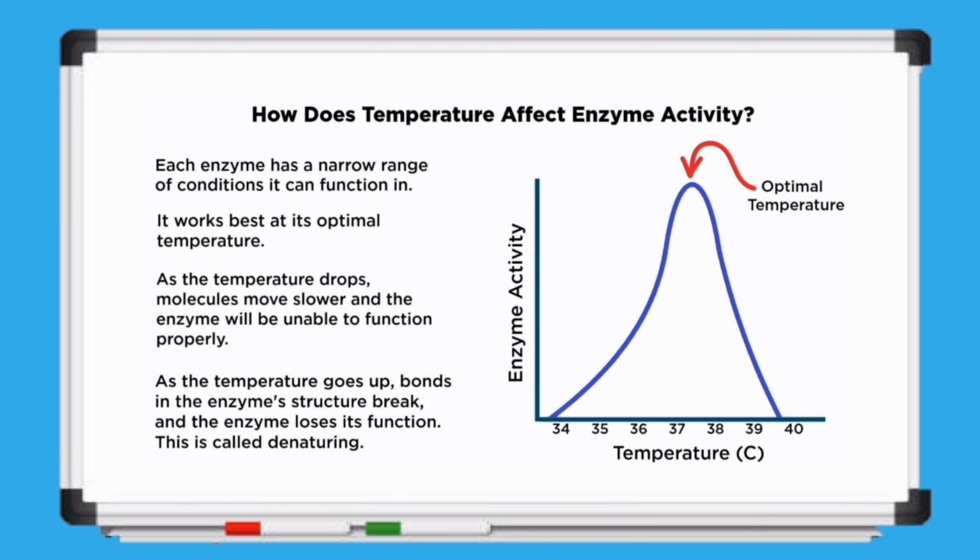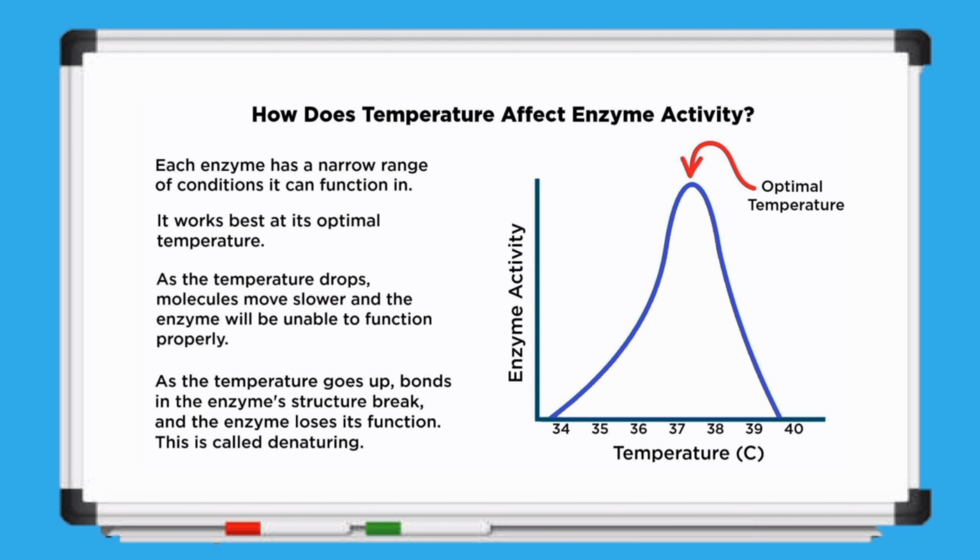So let's begin by exploring the effect of temperature on enzyme activity in terms of reaction rates and enzyme stability. Every enzyme has a small range of conditions where it works well. We call this its optimal temperature. That's the temperature where the enzyme is most active and the reaction happens the fastest. Now, if the temperature drops below this level, everything slows down. The molecules don't move as quickly, so there are fewer collisions between enzymes and substrates. As a result, the enzyme can't function properly.